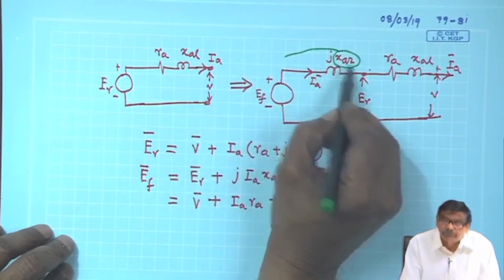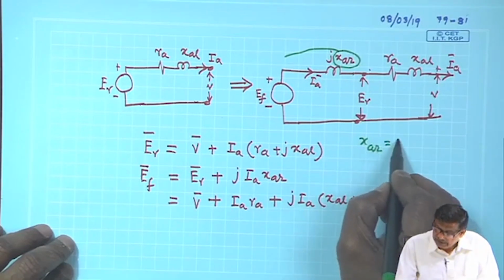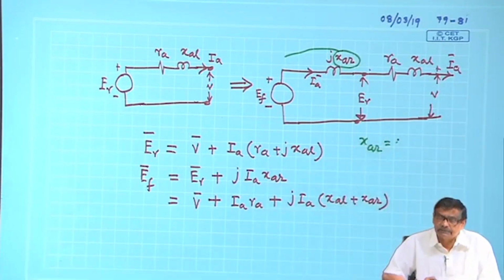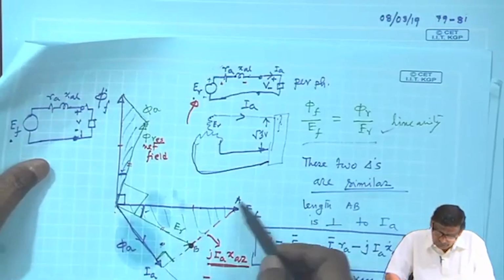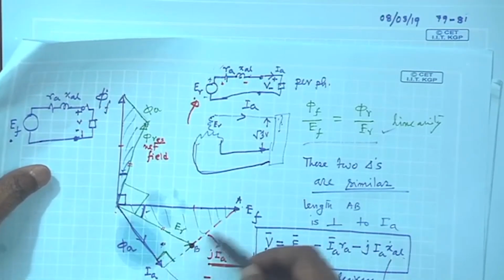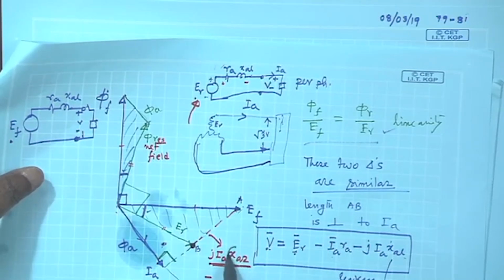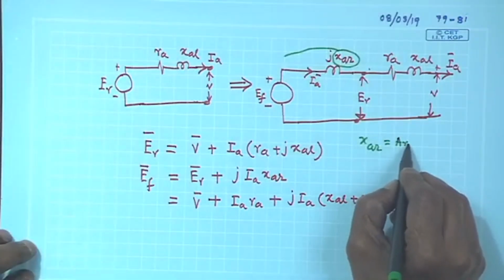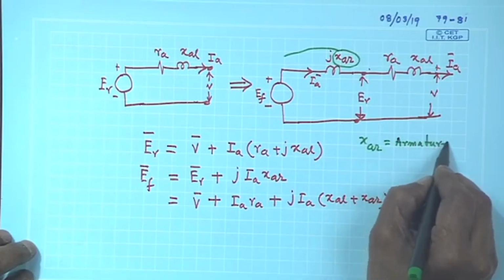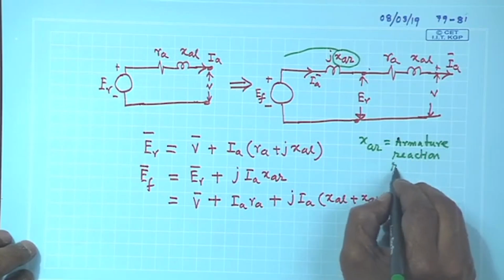Now, this XAR is given a name, it is called the armature reaction reactance. That is why the subscript AR is used. So, XAR is a fictitious reactance, and it so happened that this becomes perpendicular to IA and proportional to IA, this length is. Therefore, it can be attributed to a reactive voltage drop, reactance voltage drop, and therefore, XAR is called armature reaction reactance.